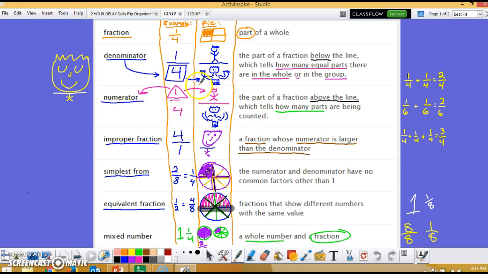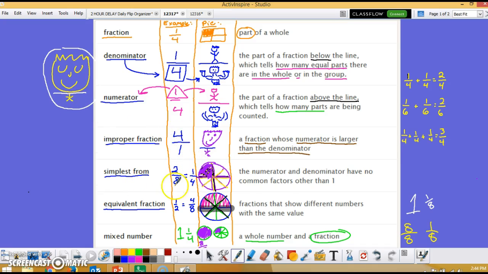The numerator is the number on top of the fraction line, above the line, which tells you how many parts are being counted. I have Norm, my little stick figure, who's on top. He represents my numerator, and this very big, strong, dominant individual on the bottom because the denominator is the strong one down below. An improper fraction is a fraction whose numerator is larger than the denominator, so it kind of looks like a big-headed figure that I have drawn over here on the left. Has a very big head and an extremely small bottom, like 4/1.